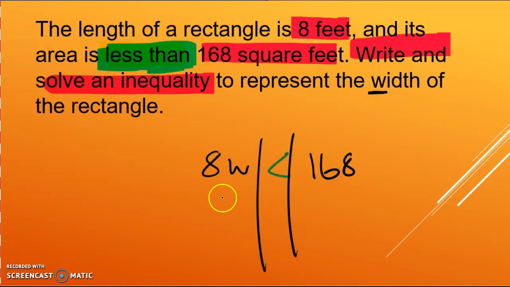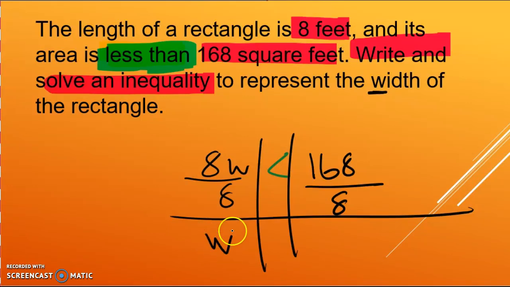To solve this, train tracks, divide by 8 on this side, divide by 8 on that side. Here, you just have w, and then on the right side, you have 21. Your sign stays the same. You don't need to graph it, so we are good to go.